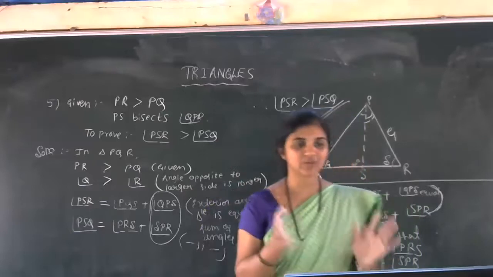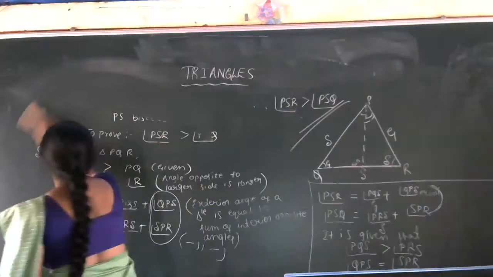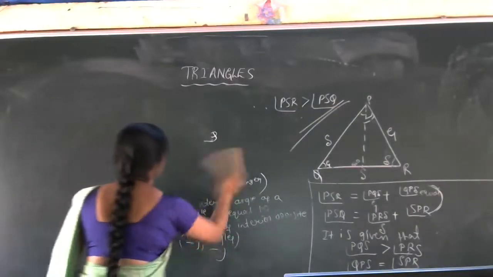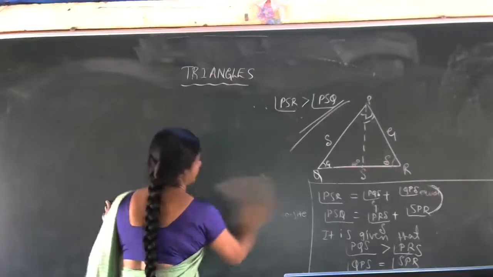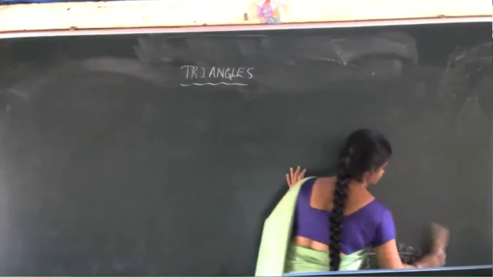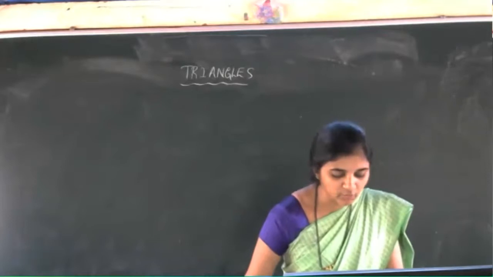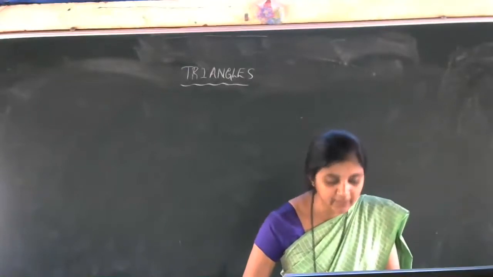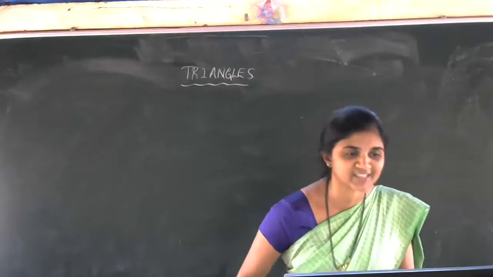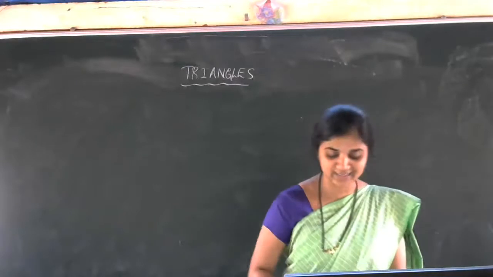And now the last question, the sixth question. So the sixth question is like this. Can I rub the board? What is the sixth question actually? Show that of all line segments drawn from a given point on it, the perpendicular line segment is the shortest. I think you have got the idea in 8th standard only. This perpendicular line is the shortest distance.